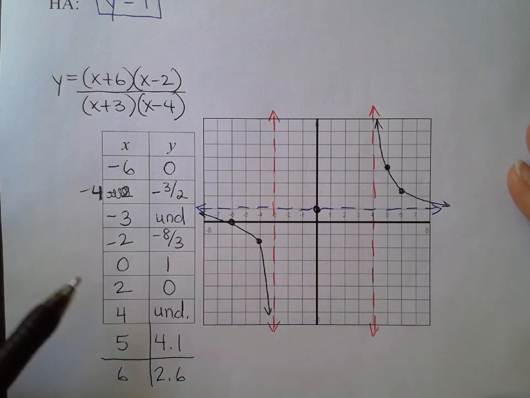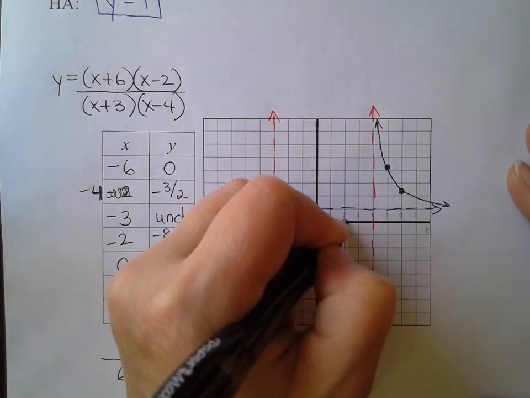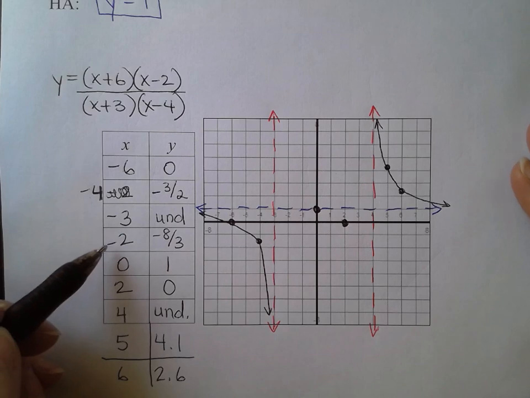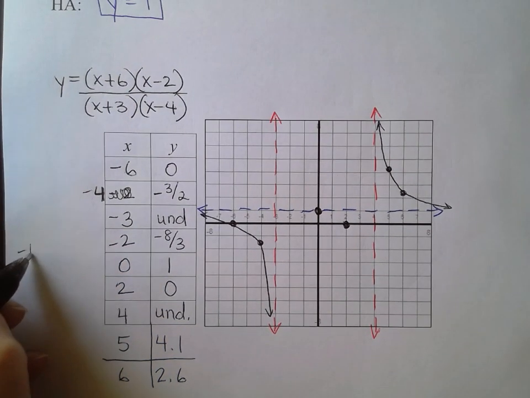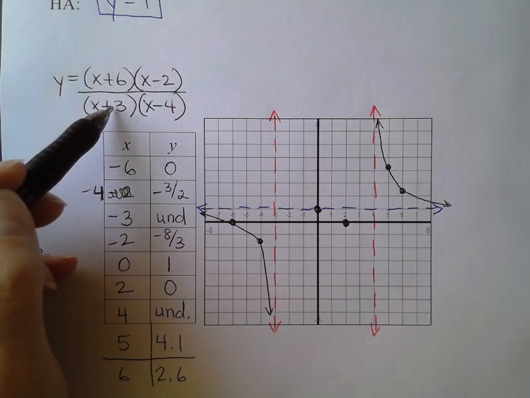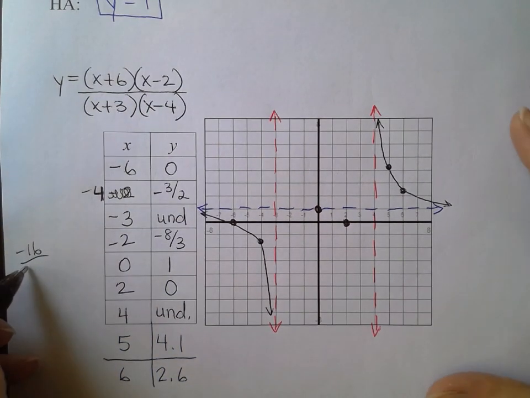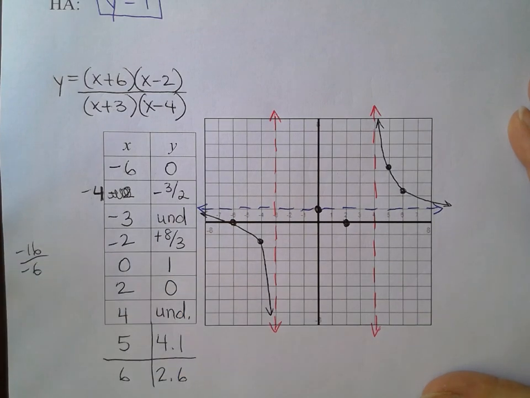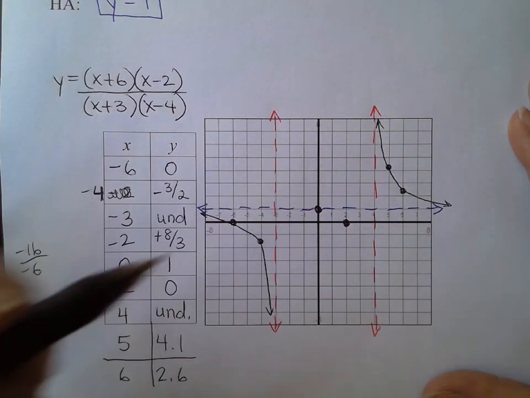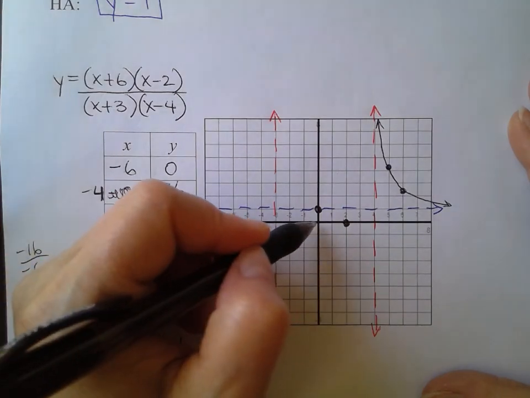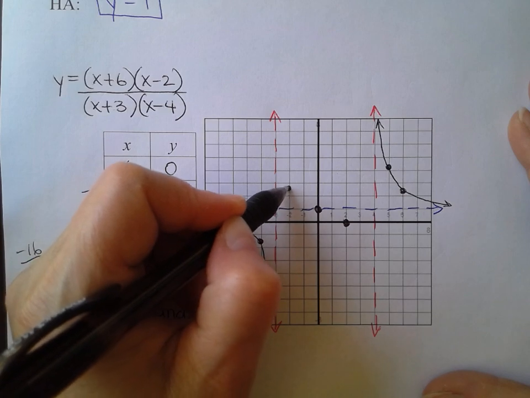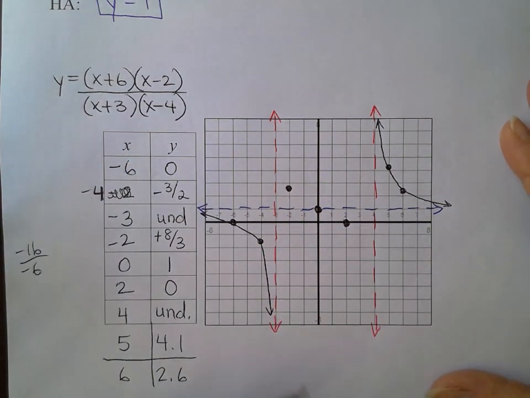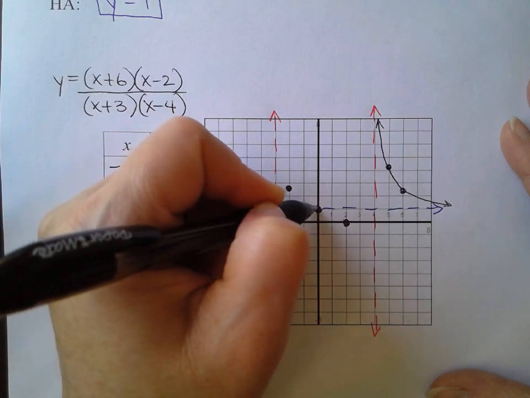We have a point at 2, 0. And then let's double check this one. So if I put in -2, I'm going to have 4 times -4. So that's -16. And then on the bottom, I'm going to have 1 times -6 over -6. So I thought this one might have been positive. So that's positive 8/3. So at -2, 8/3 would be 2 and 2/3. So about right there.